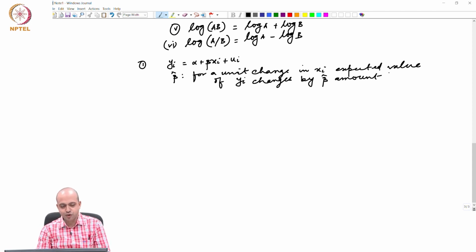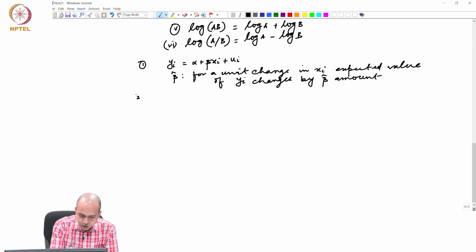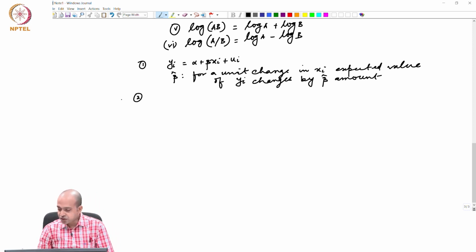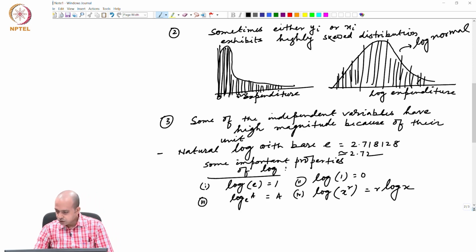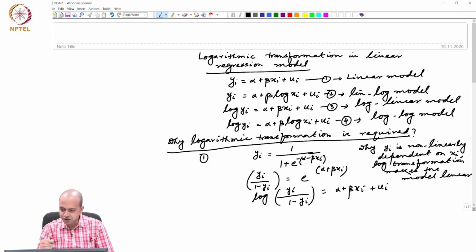by beta hat amount. Now, we will take our second model. What was our second model? If we go back, our second model was this: yi is in linear form, but we have transformed x into logarithmic form.